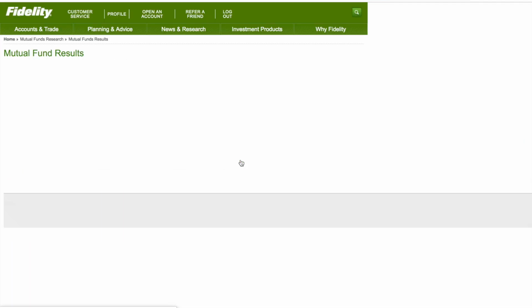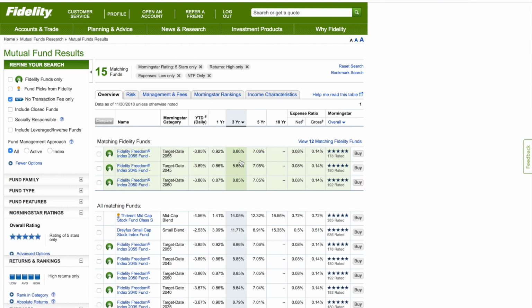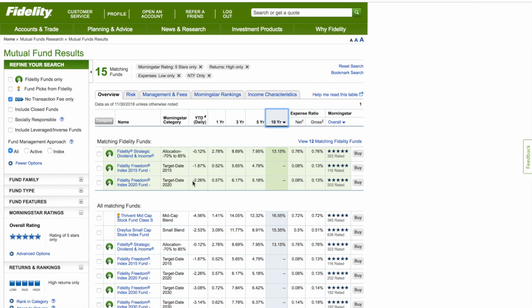And let's see what kind of results Fidelity gives us. And there we go. So you can basically see here the 2055, 2045, and the 2050 funds are pretty good. If you look at the 5-year track record, you're looking at an average of about 7.6, 7.5%, which is pretty good. That's roughly what you're going to get, especially if it's a mutual fund that's well diversified. But let's take a look. Let's click this 10-year track record and see what kind of results we get.